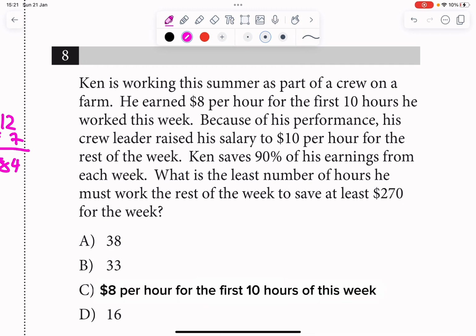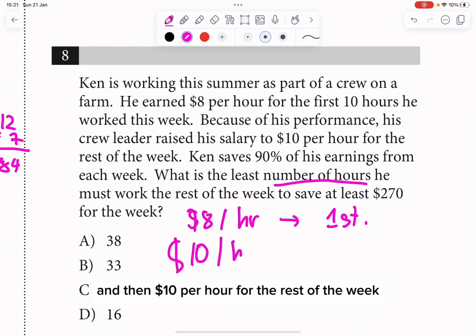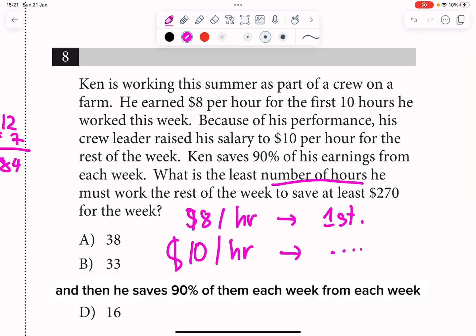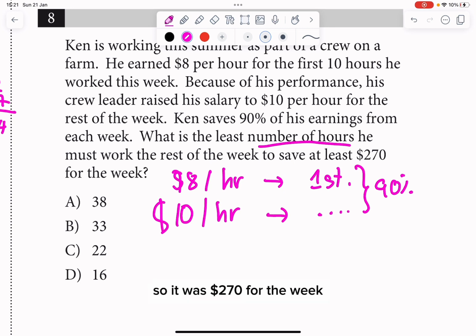So you earn $8 per hour for the first 10 hours of this week. It's asking about the number of hours, right? The number of hours he must work for the rest of the week to save at least $270 for the week. The information is pretty tangled up, so we have to scrape it down. So $8 per hour for the first 10 hours, and then $10 per hour for the rest of the week. And then he saves 90% of it each week. So it was $270 for the week.